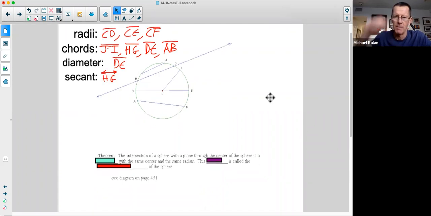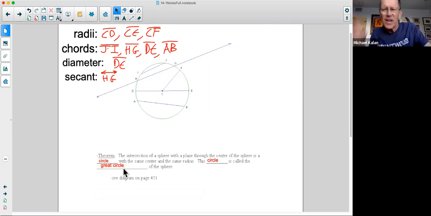Okay, and then a theorem. The intersection of a sphere with a plane through the center of the sphere is a circle with the same center and the same radius. This circle is called the great circle. So let's venture upstairs, shall we? And see that in action.